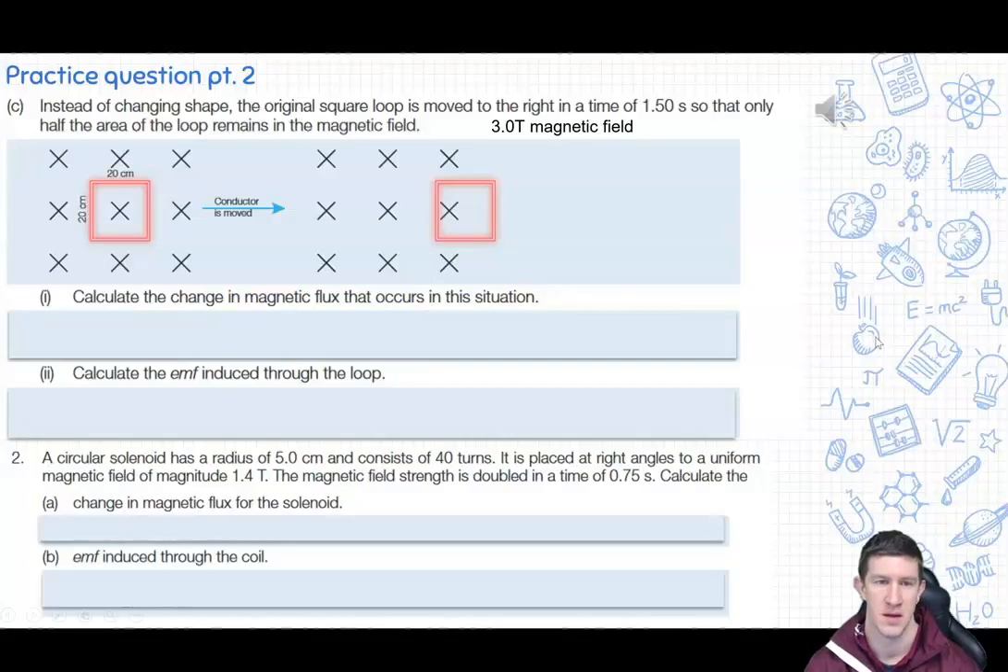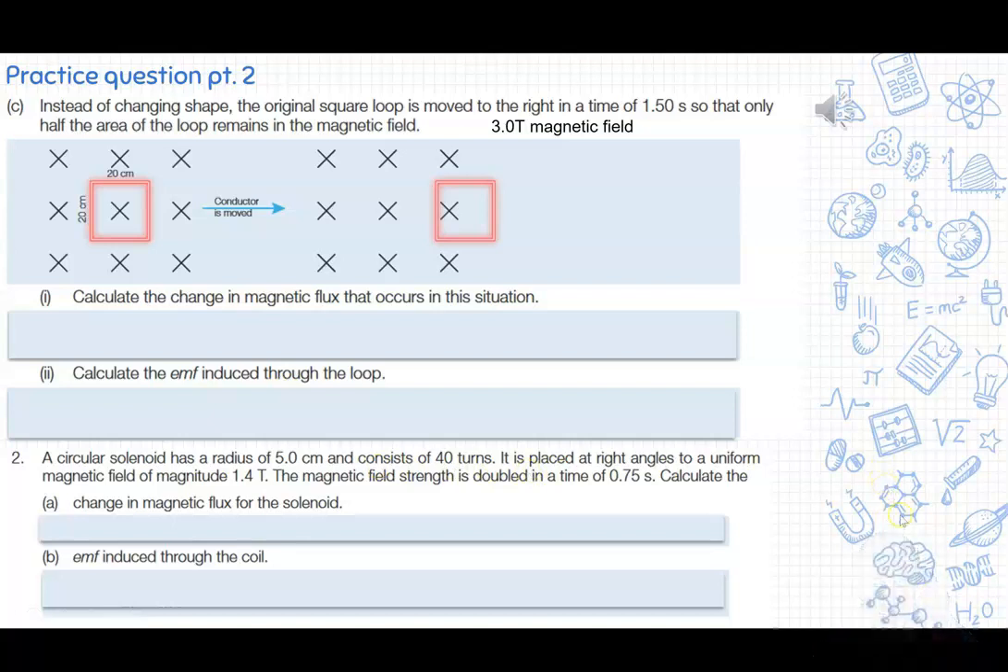All right, part 2. Again, we've got a changing shape. The original square is moved to the right in a time of 1.5 seconds, so that only half the area of the loop remains in the magnetic field, and it's still a 3 Tesla magnetic field. So calculate the flux, calculate the induced EMF now, and then we've got a similar context using a solenoid, knowing the number of turns. So have a go at these ones.